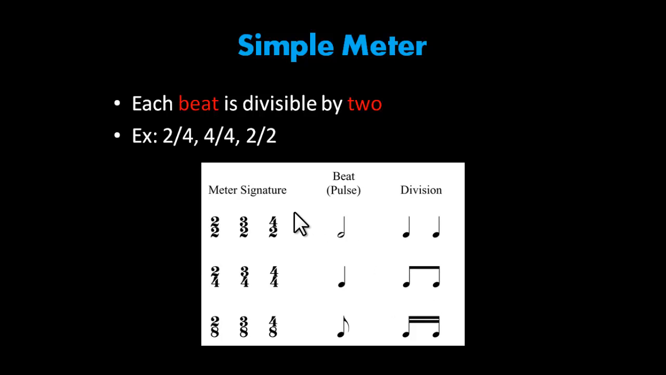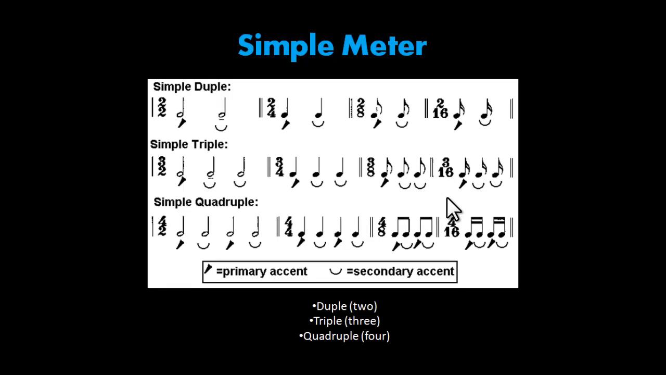Here is a chart with a list of many simple meters and their beat, which is also called the pulse, and how you divide each of these pulses. And as noted before, each of these beats can be divided into 2, and therefore this is called simple meter. Here's another very helpful chart.